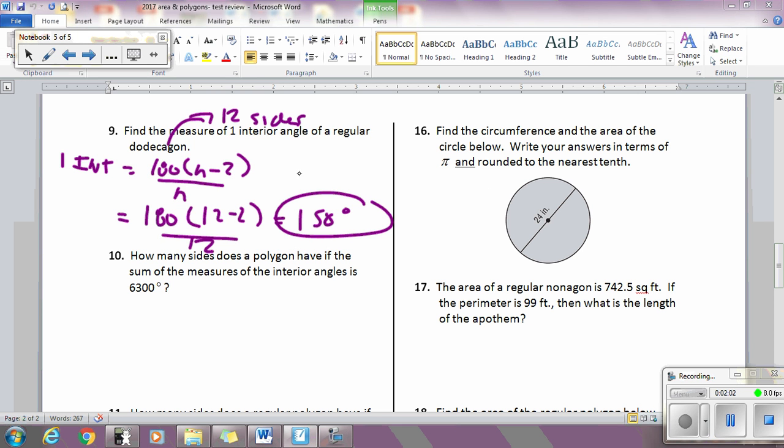Number 16, I'm just going to go across because I'm already up here. Says find the circumference and the area of the circle below. Write your answers in terms of pi and round it to the nearest tenth. So for the circumference, the formula is 2 times pi times radius, or diameter times pi. We have the diameter, so let's go with that version. The diameter is 24. So in terms of pi, you're going to leave your circumference as 24 pi inches.